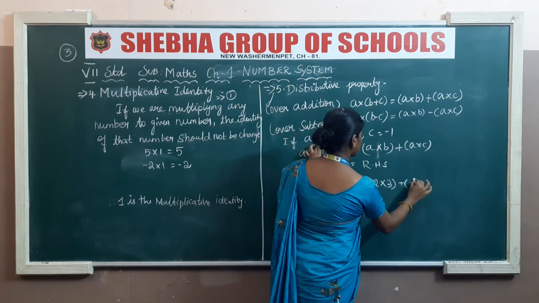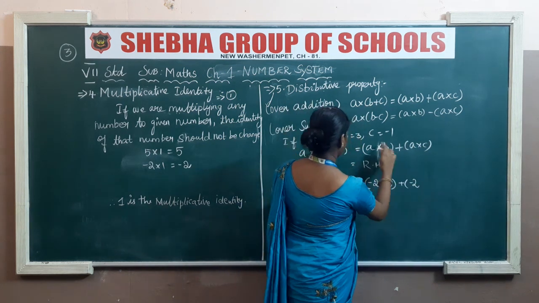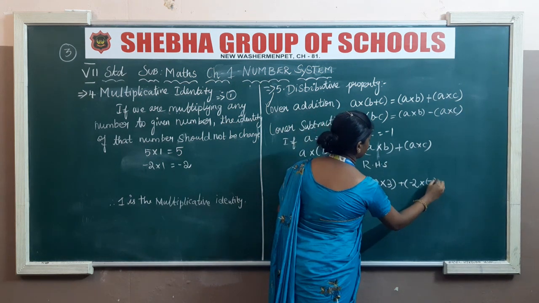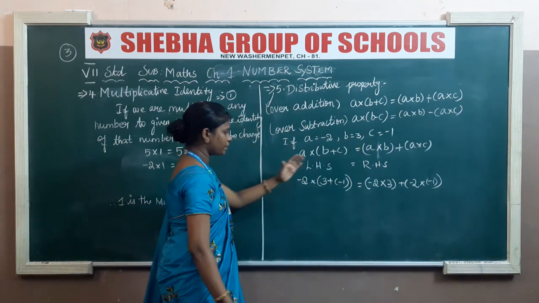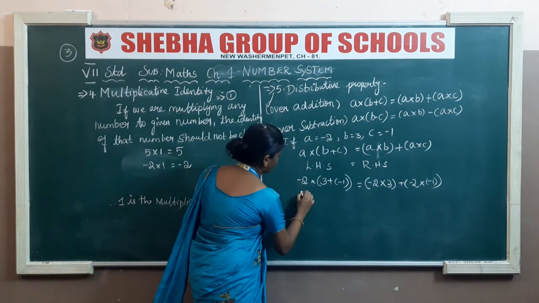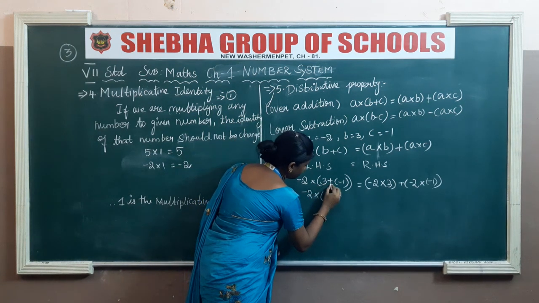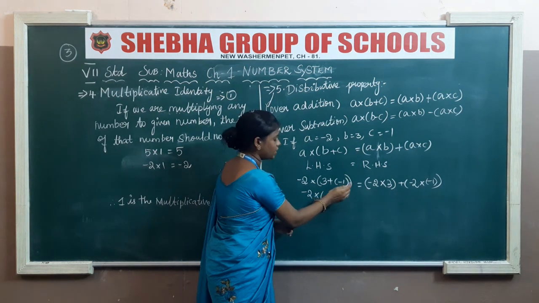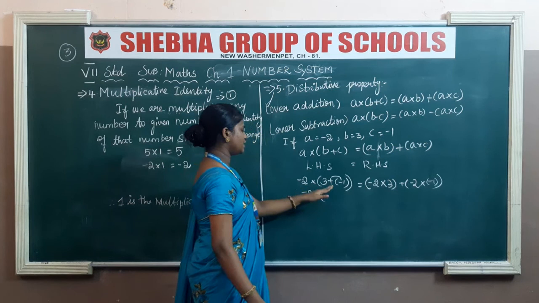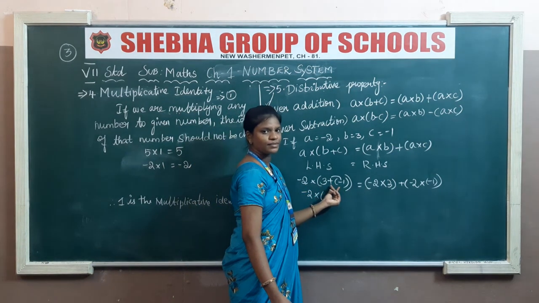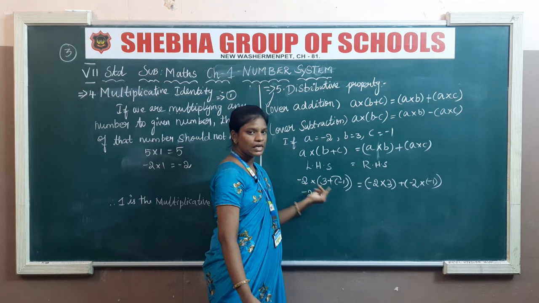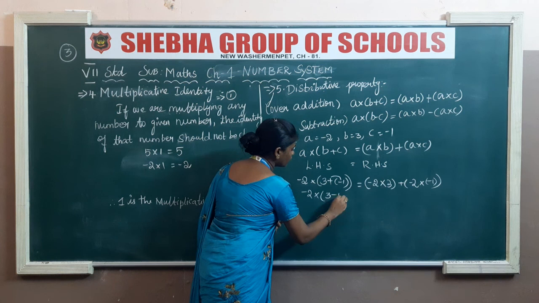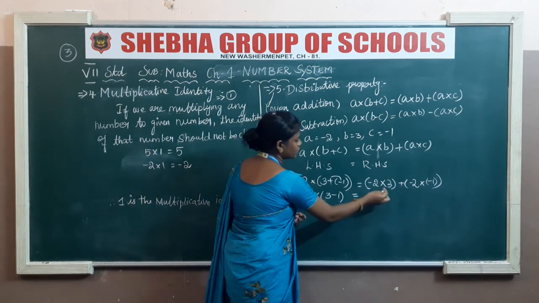What is the a value? Minus 2. The c value is obviously minus 1. So, we have to prove whether the sums are equal or not. So, minus 2 into (3 plus minus 1), and minus 2 into 3 plus minus 2 into minus 1. Multiplying minus into plus, because the signs are different, we have to subtract the numbers.